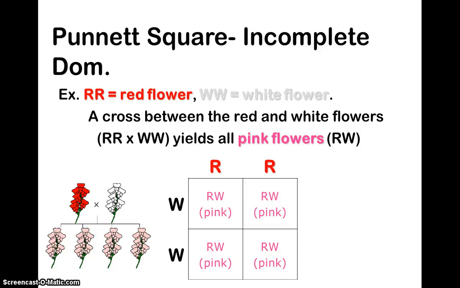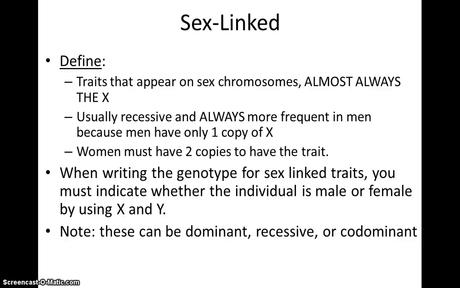That's incomplete dominance. Okay, the next one, and this one's a little bit more complicated, are sex-linked traits. And all this means is that they're on sex chromosomes. So these are traits that are on the sex chromosome, so either the X or the Y. I will tell you it is usually on the X. These usually are recessive and almost always are more frequent in men because men have only 1 copy of the X. This is only going to be true for the recessives, though. And in those cases, women must have 2 copies to have the trait.